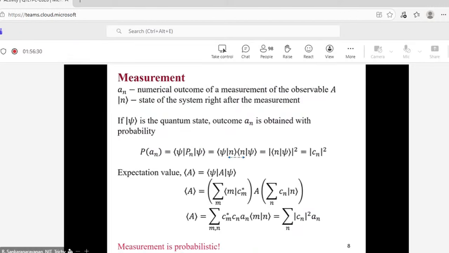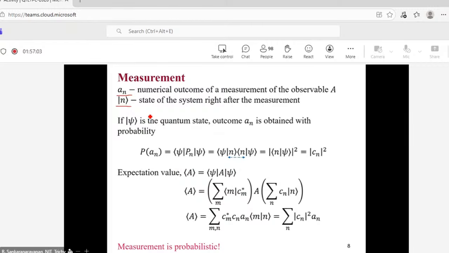So now next we come to another postulate, which concerns the measurement postulate. In the measurement, we are associating a meaning to the eigenfunction and eigenvalue which I just mentioned. So I said an is the eigenvalue, and ket n are the eigenstates of an observable A. So what is the meaning of this quantity? An is nothing but the numerical outcome of a measurement of the observable A.